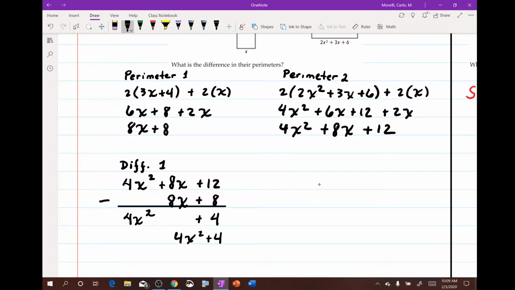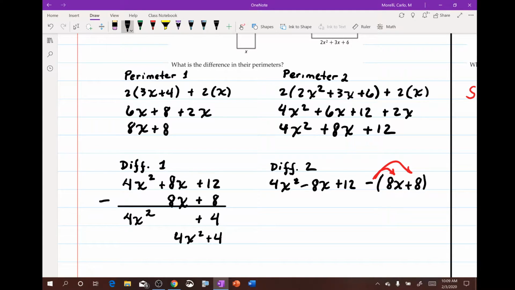Here's the second method. I'll tell you, they're both fine, but your teachers in upper level math classes will likely use this method. They're going to say 4x squared minus 8x plus 12 minus, open parentheses, 8x plus 8. And this is the key point. You have to distribute that negative symbol.